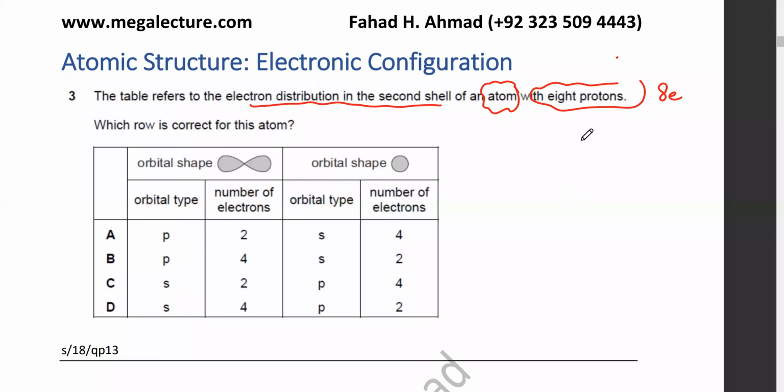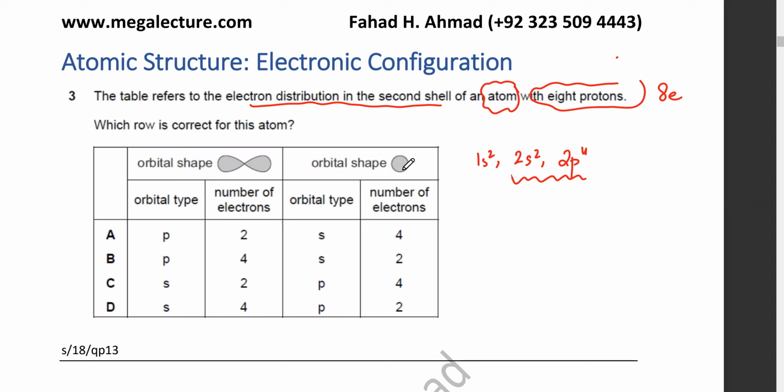So starting with this question, 8 electrons would be 1s2. It's going to be 2s2. And you're left with 4 electrons, so it's going to be 2p4. Now he was asking for the electronic configuration of the outermost shell. The outermost shell is this one, the second shell.